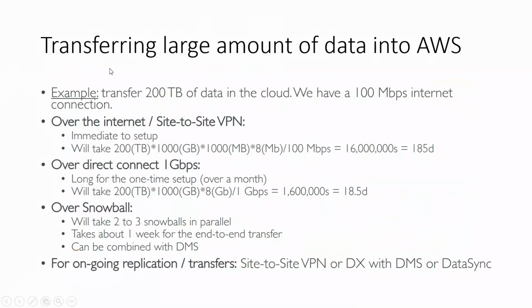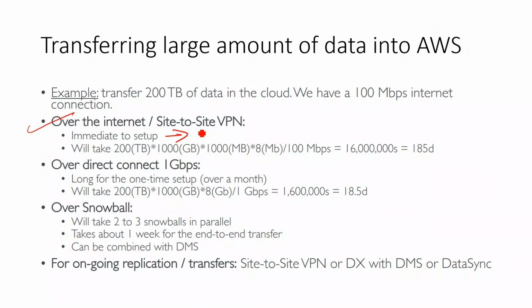So what do you do when you have large amounts of data that you need to transfer to AWS? For example, you need to transfer 200 terabytes of data to the cloud and we have a 100 Mbps internet connection. The first option is to do it over the internet or a site-to-site VPN, and it is very immediate to set up. That is the thing.